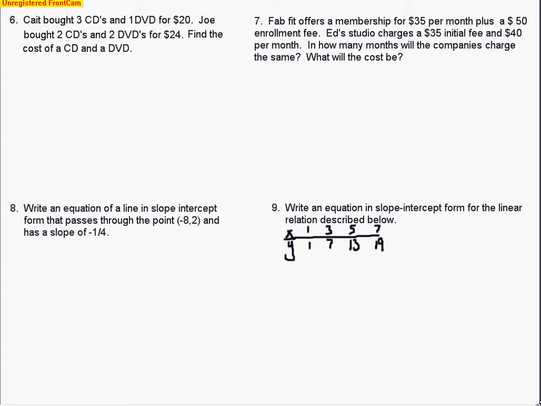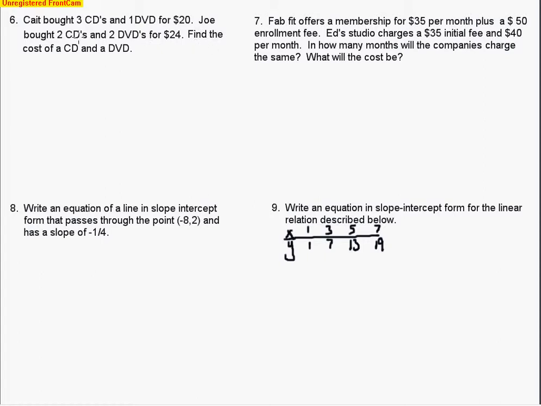These are the last 4 problems for Algebra A's study guide for Test 4, Quarter 2. The first one, number 6, in this part says Kate bought 3 CDs and 1 DVD for $20. And right there, that's a value equation. So they're probably going to ask for how much the CDs cost and the DVDs cost. But let's read on. Joe bought 2 CDs and 2 DVDs for $24.